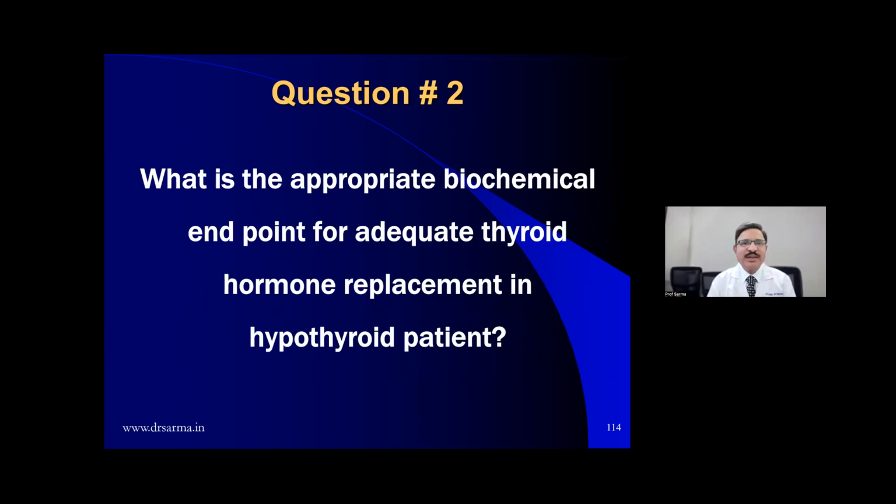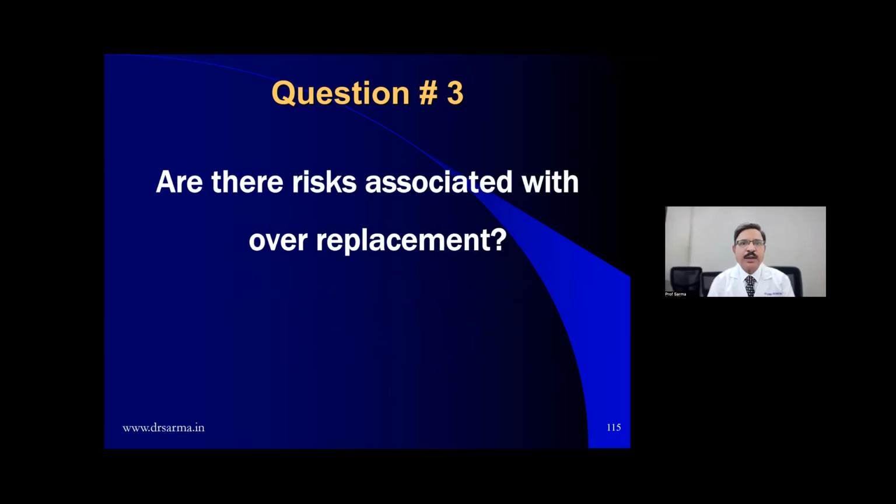What is the appropriate biochemical endpoint for adequate thyroid hormone replacement in a hypothyroid patient? Not skin changes, not hair changes, not menstruation changes. TSH is the biochemical endpoint. You have to titrate to the TSH level. It should be between 0.3 to 4.2, whatever is the lab.